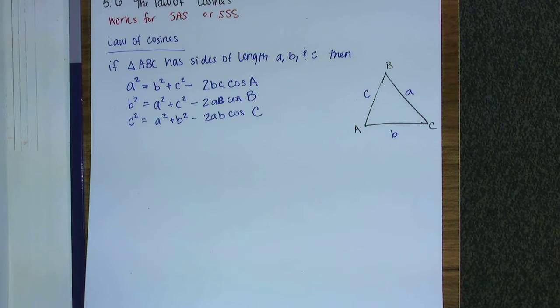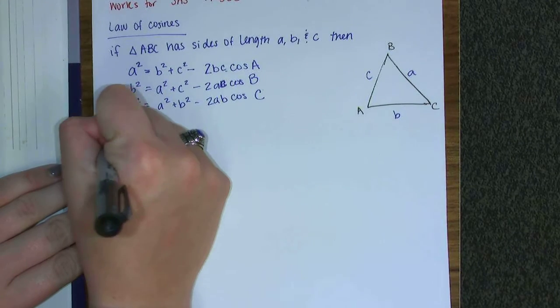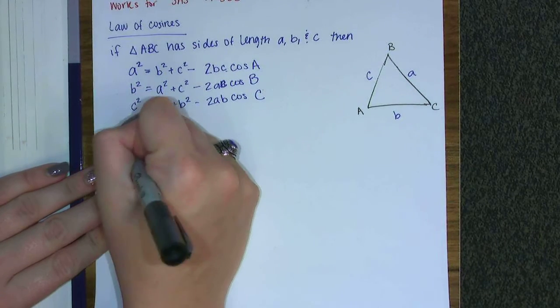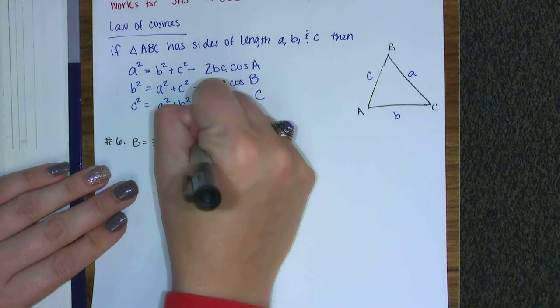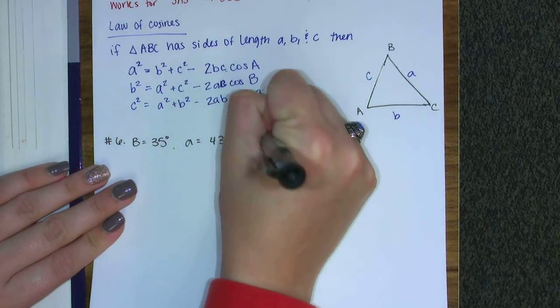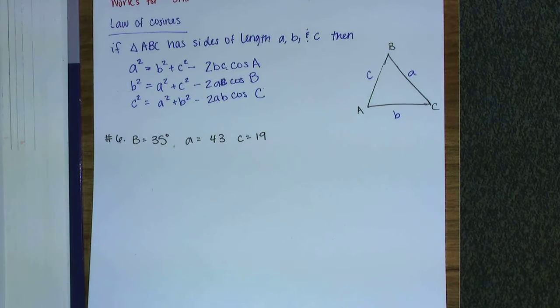But first, let's do one that is. I'll start with something kind of easy. Start with 6. B is equal to 35 degrees, A is equal to 43, and C is equal to 19. Alright, so in this case, we're given the angle, and we're given two sides, so we want to find the other one. So since we're given angle B, we're going to be solving for this B squared value here. If you don't have your calculator, you are going to need that here in just a second, so make sure you have that handy. But set up the problem.